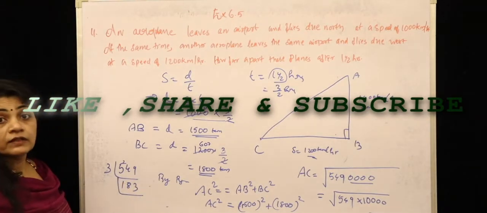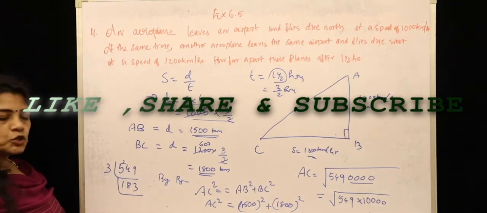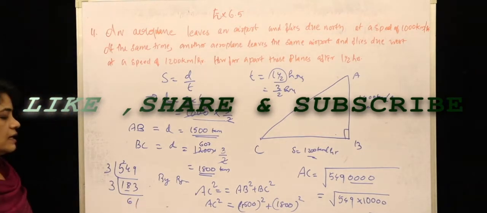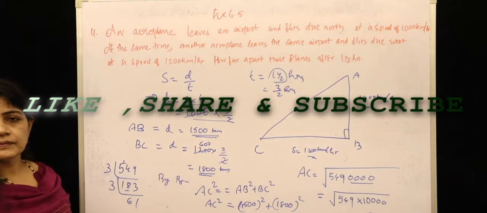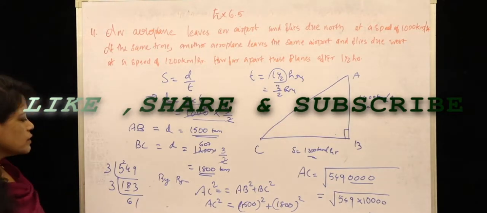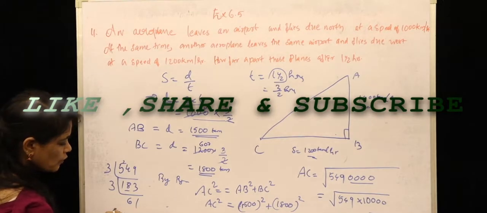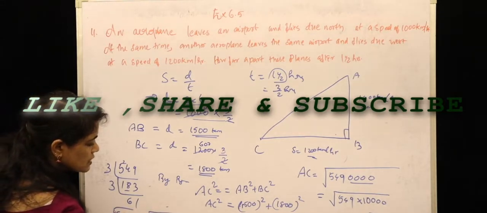Again you can start with 3 because the sum of the digits is a multiple of 3. 9 plus 3, 12. So 3 in 18, 6, and 3 in 3 one time. 61 is a prime number. So 549 is 3 into 3 into 61.